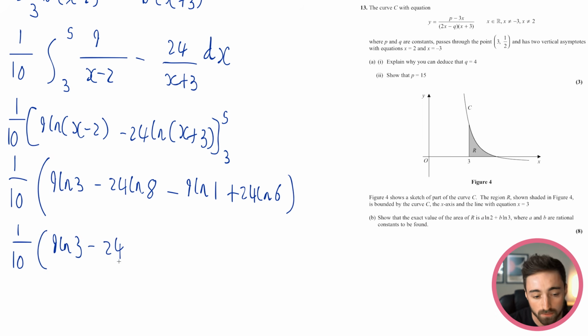Minus 24. I can use a nice little law here. 8 is 2 to the 3. So if I rewrite this as ln of 2 to the 3, I can then use the power law, bring that 3 to the front, and I'll have a ln 2. 9 ln 1, ciao. Ln 6.